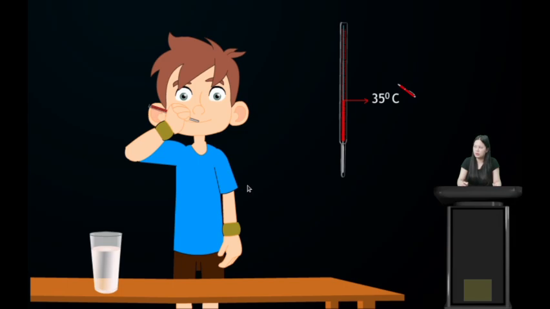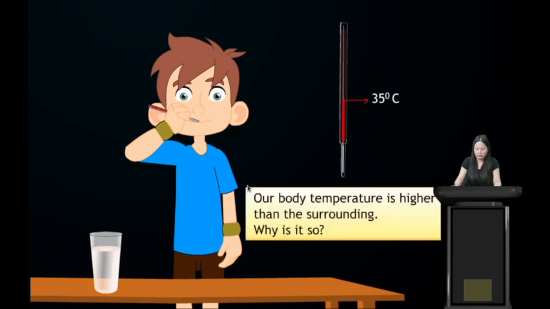So which temperature is more? This water or our body temperature? We see that the temperature of this water is 25 degrees Celsius and the temperature of our body is 35 degrees Celsius. So the question is, our body temperature is higher than the surrounding. Why is it so? Is there some combustion taking place inside our body that releases heat?